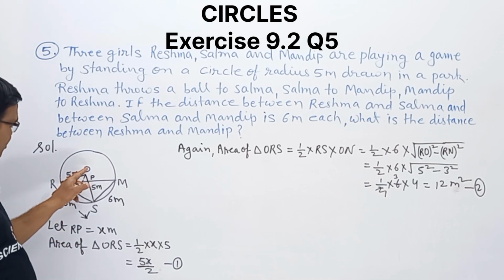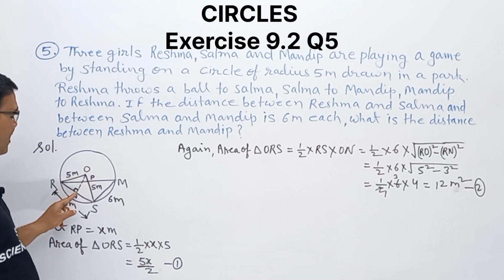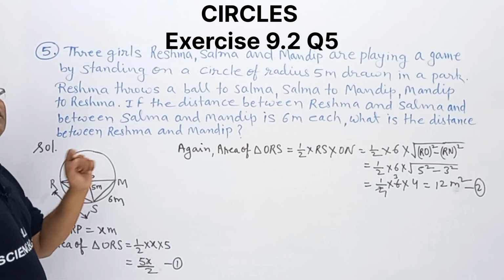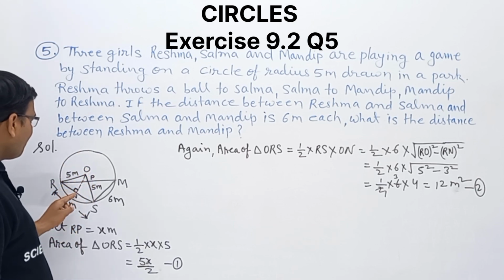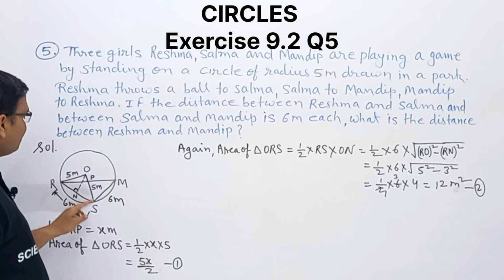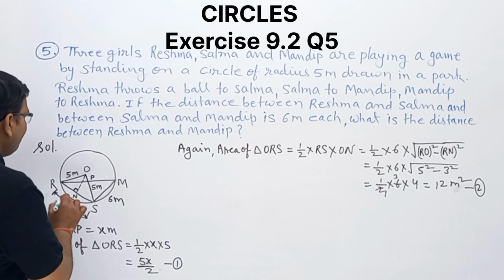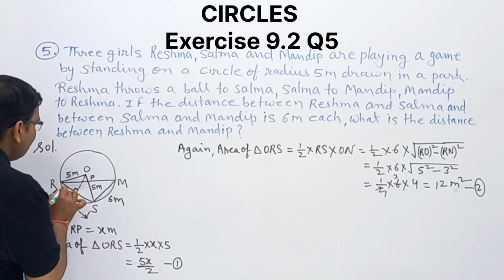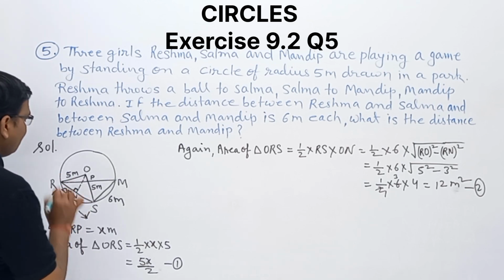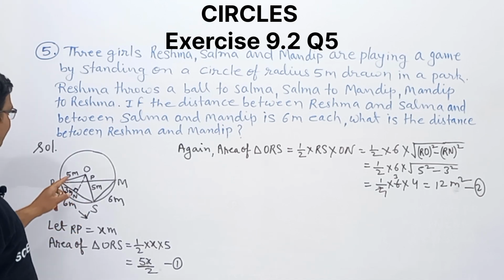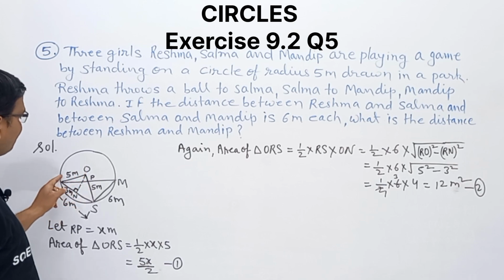Now once we draw center to chord perpendicular, this perpendicular divides the chord into two equal parts. This perpendicular divides this chord RS into two equal parts. What is the meaning? RN equal to NS. It means RN equal to 3 meter, and NS is also 3 meter. Clear?